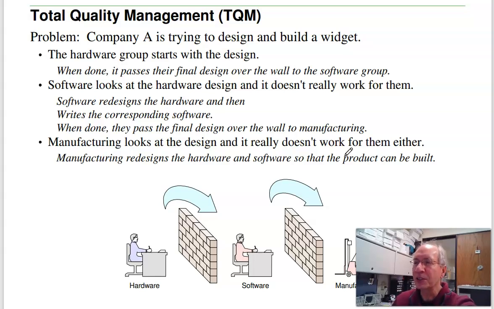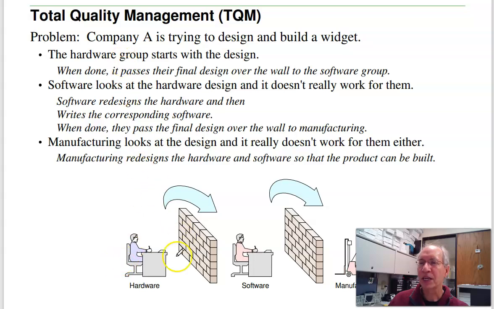What usually happens, though, is when software gets the design from hardware, they look at it and think, well, we can't work with this. So they redesign the hardware and then write the software. When it gets to manufacturing, they look at it and say, well, I can't work with this either. So they redesign the hardware, rewrite the software so that it can be manufactured. So you're basically redesigning it multiple times. That's rather inefficient. One way to avoid that is get everybody involved up front.